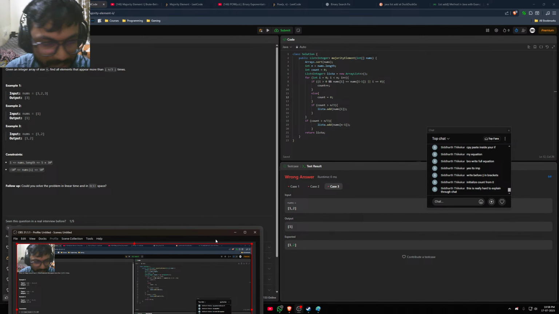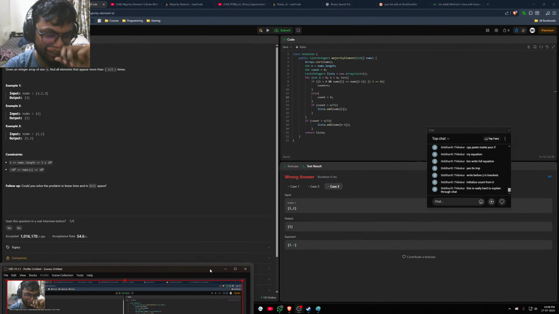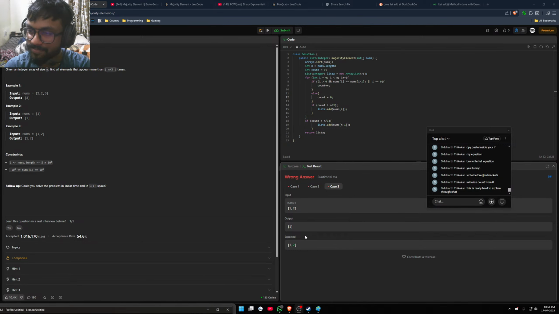Okay, it's really hard to explain through chat. Yeah, dude. Yeah, I totally understand. Yeah, this part I understood. Okay, so if it's zero, then we count plus plus, and else again we initialize count is equal to zero. Okay, so if count is greater than n by 3, day.